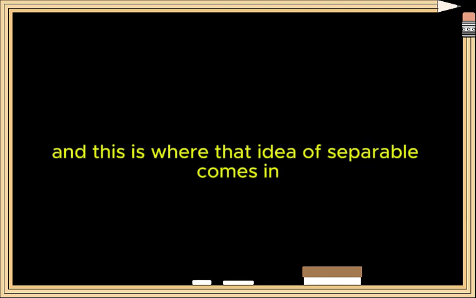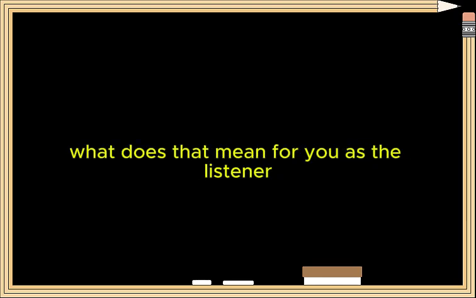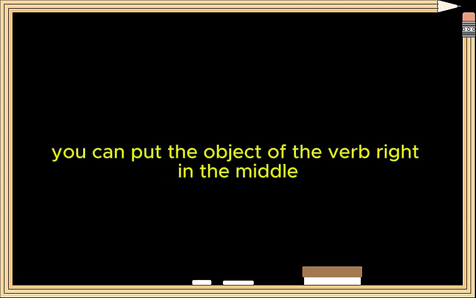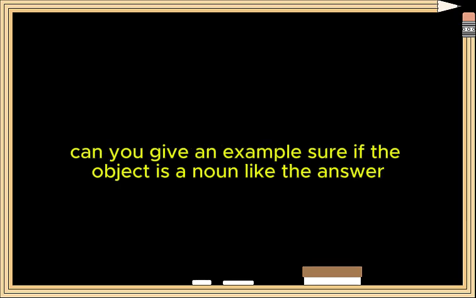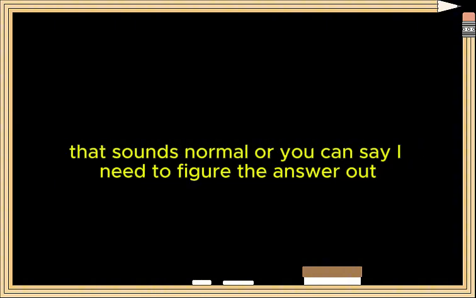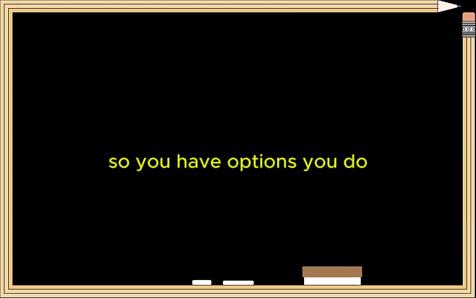Okay, and this is where that idea of separable comes in. What does that mean for you as the listener? It means that you can separate the verb and the particle. You can put the object of the verb right in the middle. Can you give an example? Sure. If the object is a noun, like the answer, you have a choice. You can say, I need to figure out the answer. Okay, that sounds normal. Or you can say, I need to figure the answer out. Both are perfectly correct. So you have options.